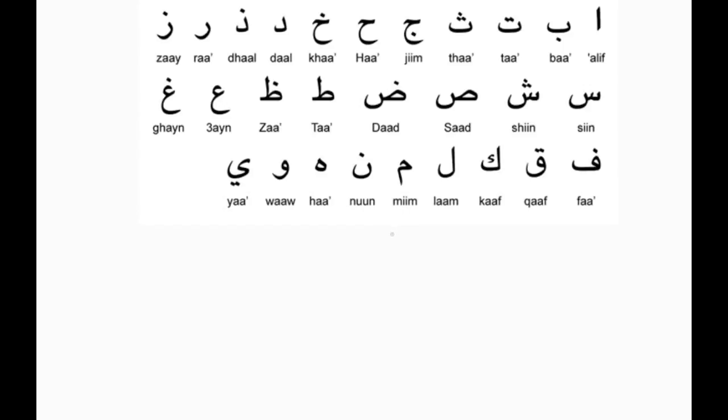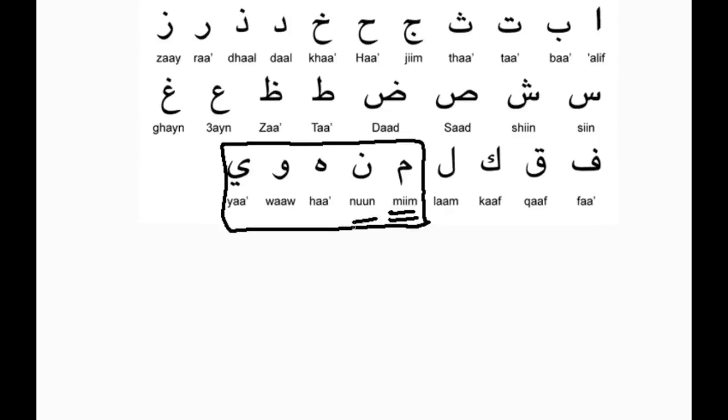In this video we are discussing alphabets. We are in part 4 of alphabets, the last 5 letters. We're gonna talk about them, how to pronounce their names and how they look in words. So we have meme, noon, h or ha, wow and ya.